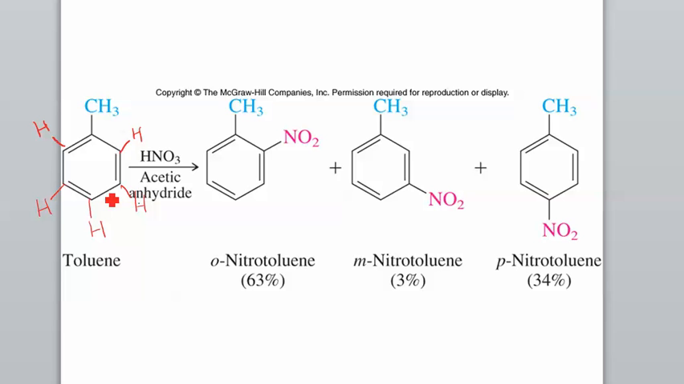And that's typical of any alkyl group that's on the ring. It's not something special for the methyl group. If you have ethyl, propyl, tertiary butyl, any alkyl group attached to a benzene ring, the nitration tends to give you significant amounts of ortho and para, but not much meta. And we're going to talk about why that is the case after we see a few more examples.